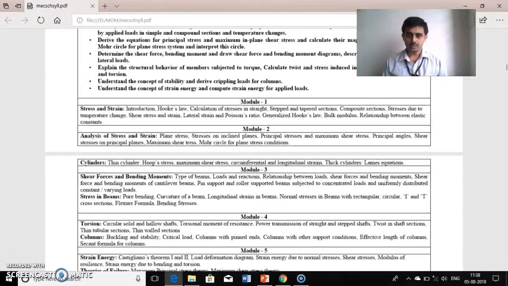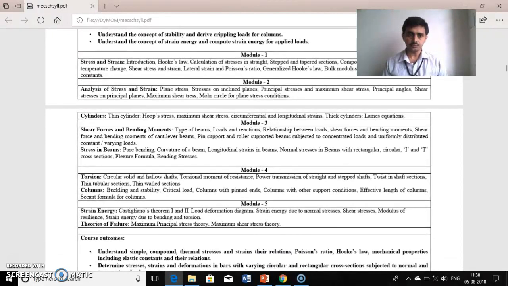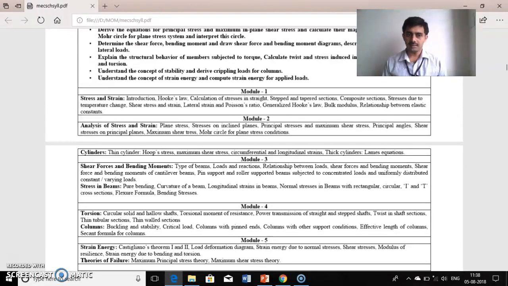Let me go through the syllabus. There are 5 modules. In module 1, stress and strain: introduction, Hooke's law, calculation of stress and strain in various sections as mentioned in the syllabus, like straight sections, tapered sections, composite sections, stresses due to temperature changes, shear stress, lateral strain and Poisson's ratio, generalized Hooke's law, bulk modulus, and relationship between elastic constants. This is module 1.